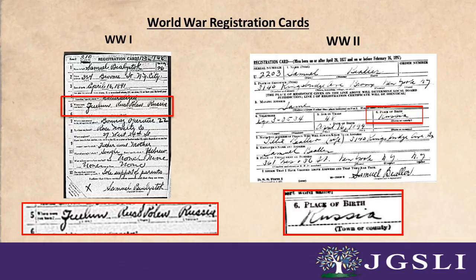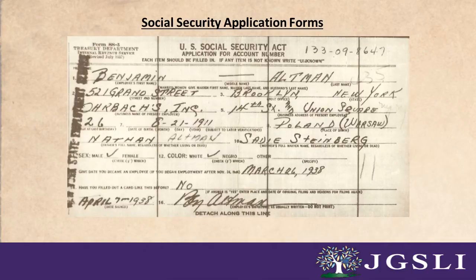Number 4. Social Security applications. If you're lucky, the SS5 application, used by workers to receive their Social Security number, may include the town where they were born. However, since Social Security wasn't signed into law until 1935 and payments didn't start until 1937, this is another form that may be too far away from the applicant's arrival to include a specific town name.